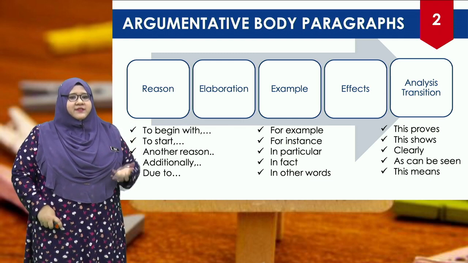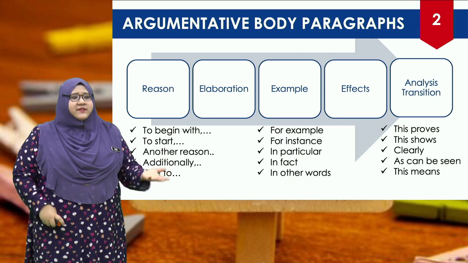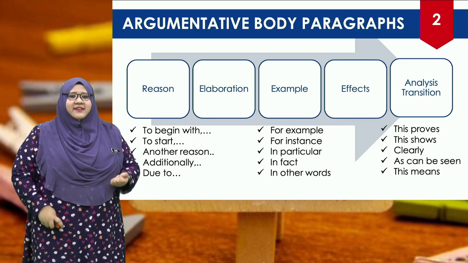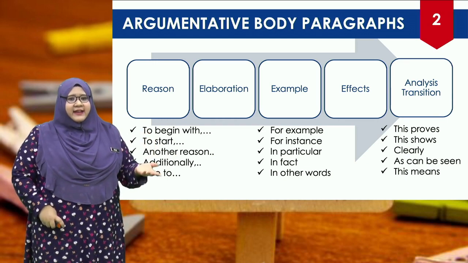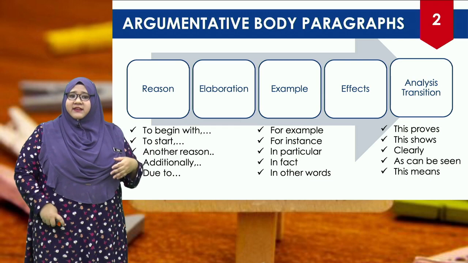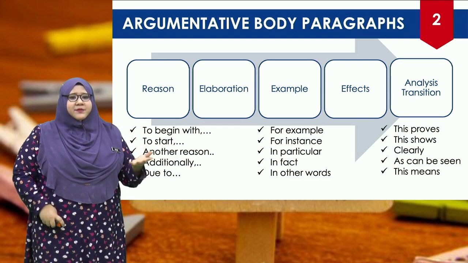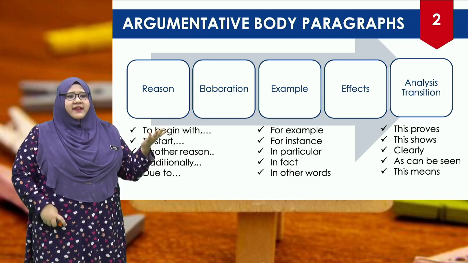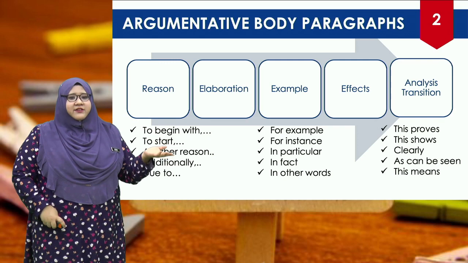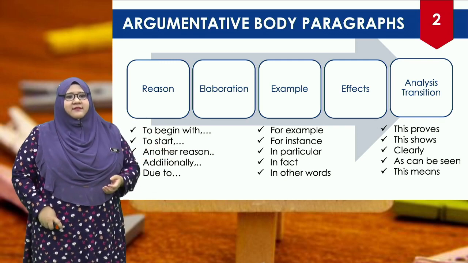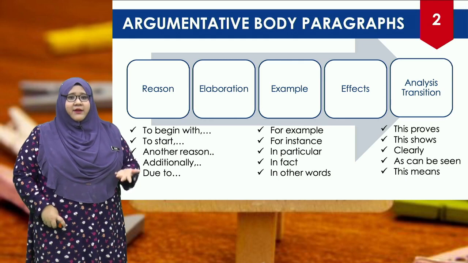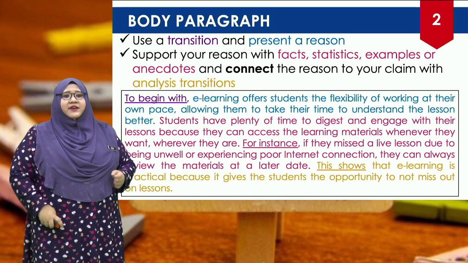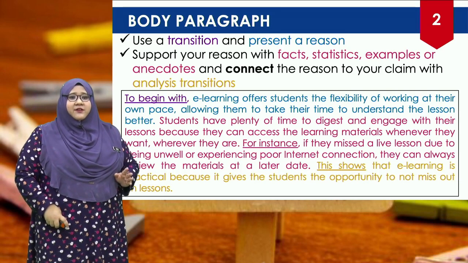After you have given your reason, after you have elaborated, what's the conclusion? This proves that you are correct. This shows, or clearly, or you can say as can be seen from the reasons and examples given, or you can also start your sentence with simply something like, this means that the argument is correct. That's it for argumentative body paragraphs. So how do we go about writing this? Remember to use transition when you present your reason.